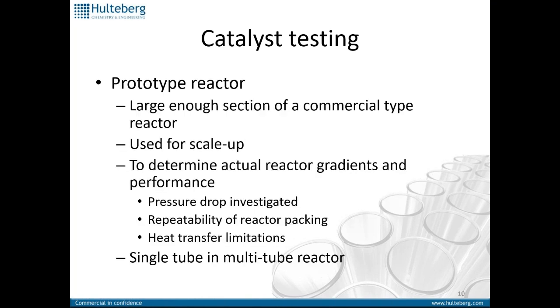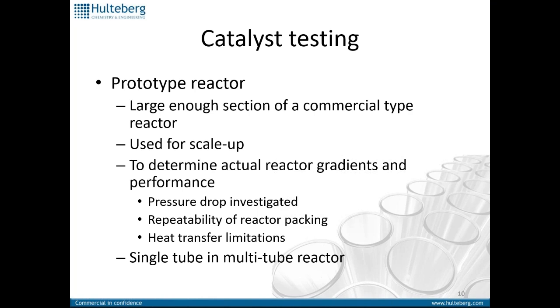Finally, the prototype reactor. We need to make this as small as possible, but it should still be relevant. So we try to get a large enough section of a commercial type reactor without making it any larger than we have to, because the larger, the more expensive. We use this for scale up. And one of the things that we really want to look into in this case is the actual gradients and the performance with respect to pressure drop.